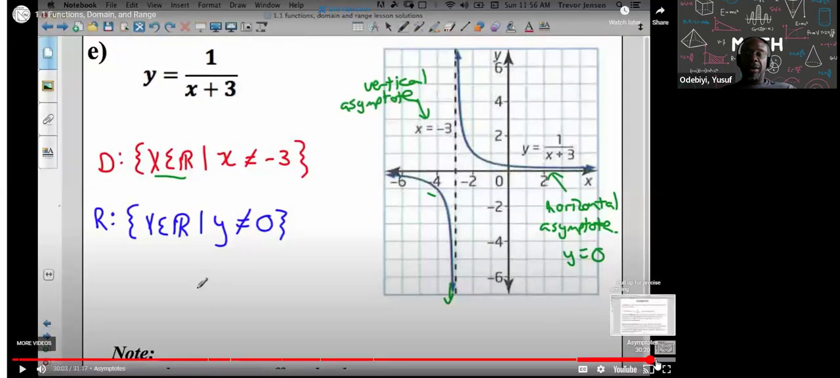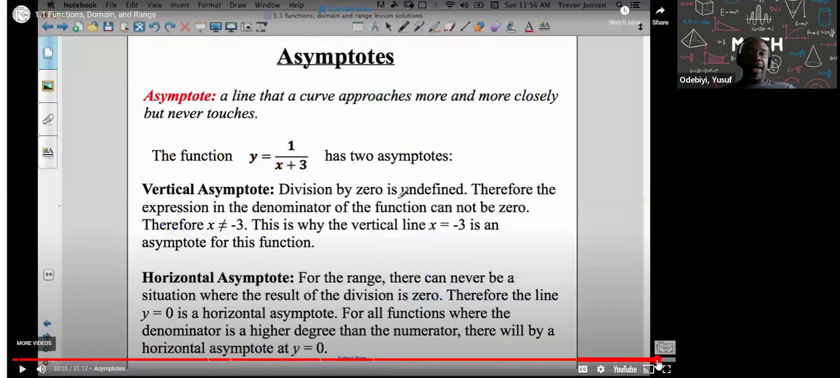So now here is the explanation of asymptotes, which we kind of just did. Let's see here. I'll play it out so you guys can hear it. I think you need to hear it.